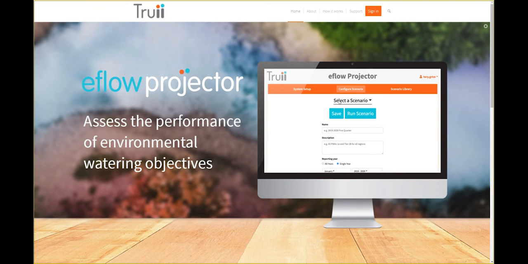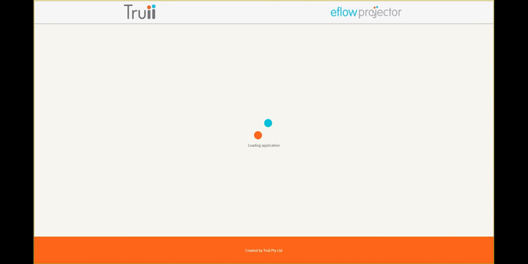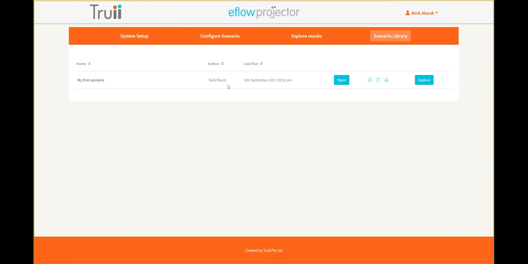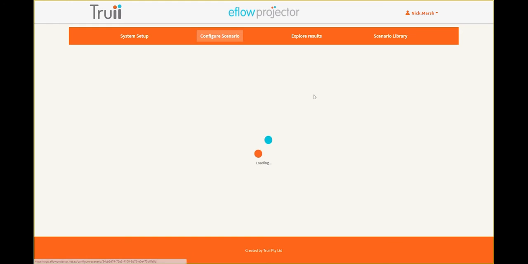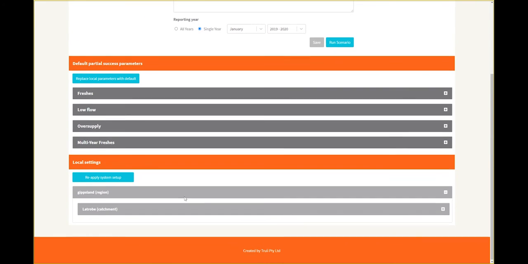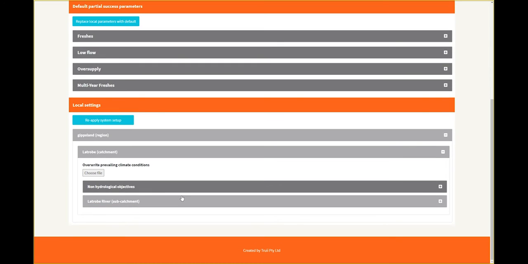Let's have a look at an oversupply rule in eFlow Projector. Let's log into the app. Let's have a look at this, my first scenario. We'll open that one up. We'll go down to find a reporting site to add the flow rule to.